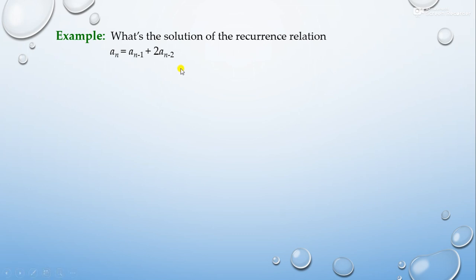So here our question is: what is the solution of this recurrence relation? We have given the recurrence relation an equal to an minus 1 plus 2 an minus 2.